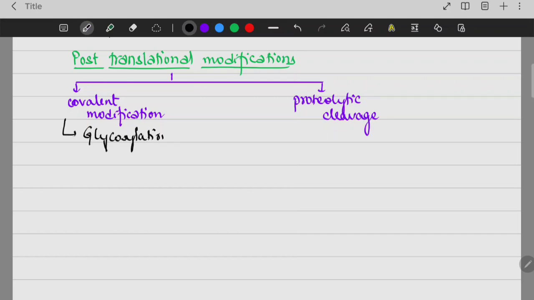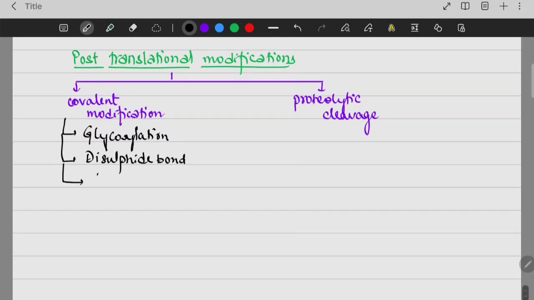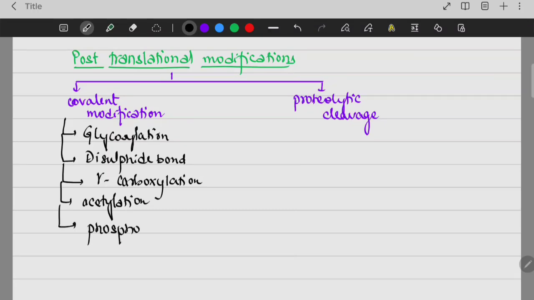glycosylation, disulfide bond, gamma carboxylation, acetylation, phosphorylation. These are some examples of covalent modification.